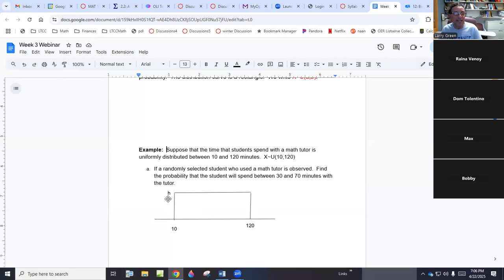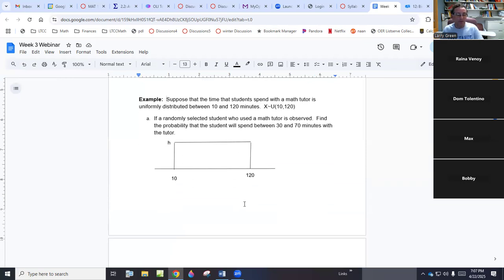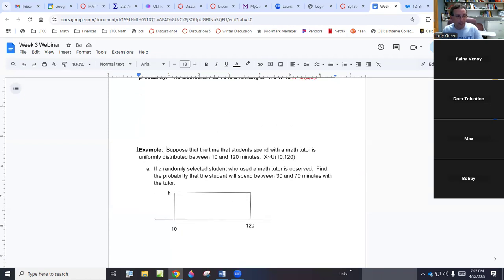And the rectangle is going to have a height. We don't immediately know the height, so I'm just going to call it h. Sound good? Okay, we want to find h. That's the first step in doing this. The way you find h is you realize that the probability of something between 10 and 120 will be 100% chance, because you can't be less than 10, you can't be greater than 120 if it's uniform between 10 and 120.